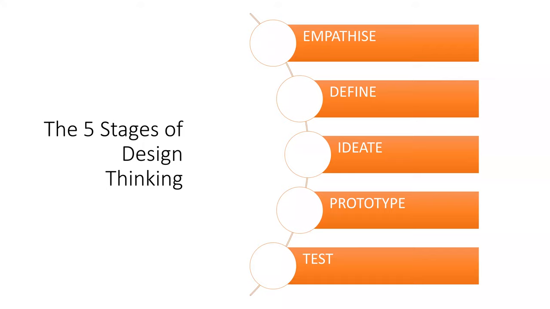And then once we've defined the problem, we ideate. We go into a stage of brainstorming, idea generation to try and find solutions that will address the specific problem that we defined. Once we're in that stage, we prototype. We talked about prototyping being fast and furious, lots of different solutions. Select one, test it, see whether it works.